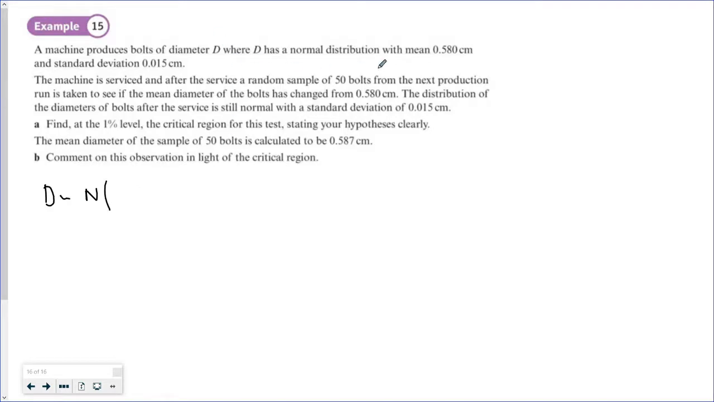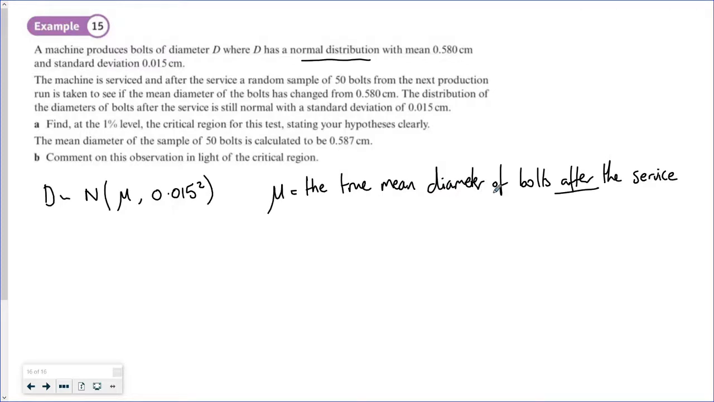So the diameter of the bolt is normally distributed, and we don't know what the mean is. So we're thinking about what D is after the service. So let's say that mu is the mean diameter of the bolt after the service. And we're told that the standard deviation doesn't change, so the variance is 0.015 squared. And here I'm just going to write down what mu is. So mu is the true mean diameter of the bolts after the service.